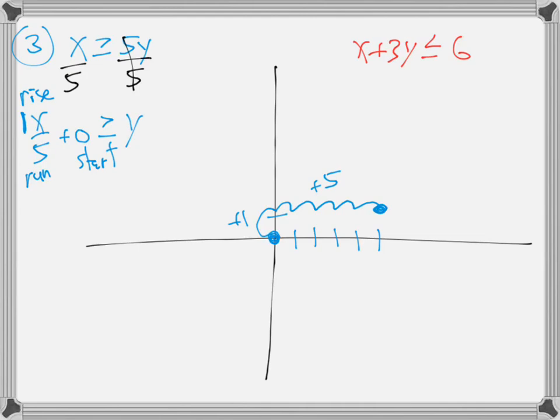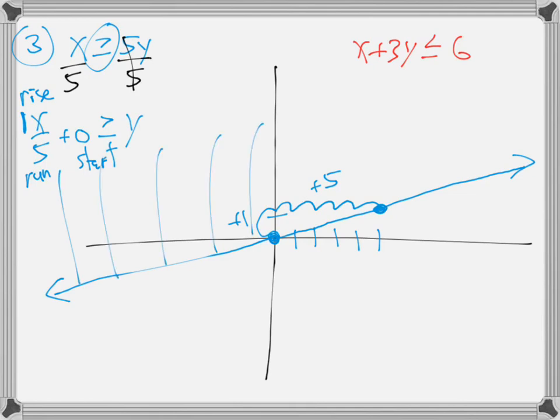Solid line or dotted line? Solid. Yeah, solid line, right? Because they want the greater or the equals. They do want the equals. They want the line. They want the thin line and the greater. So which side am I going to shade for greater? The top. Yeah, I'm going to shade above the line. Good there?